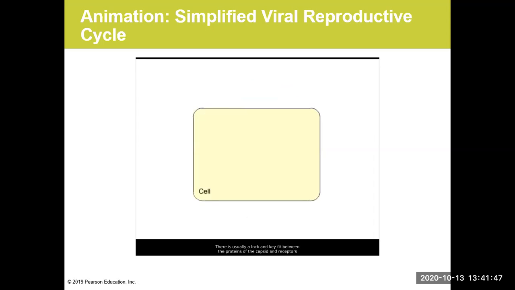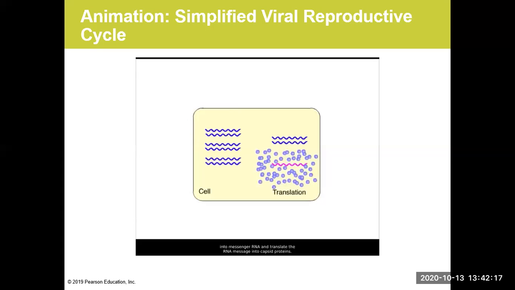There is usually a lock and key fit between the proteins of the capsid and receptors on a particular type of host cell. The virus attaches to a host cell and viral DNA enters the cell. The viral DNA uses nucleotides and enzymes of the host cell to replicate itself. The viral DNA then commandeers other host cell materials and machinery to transcribe its genes into messenger RNA and translate the RNA message into capsid proteins.